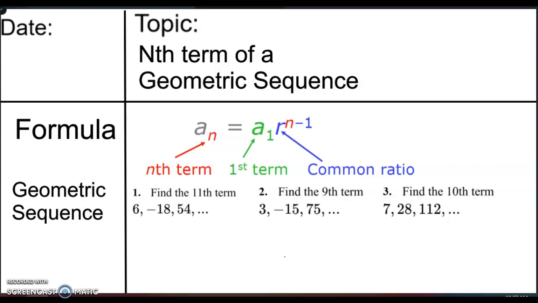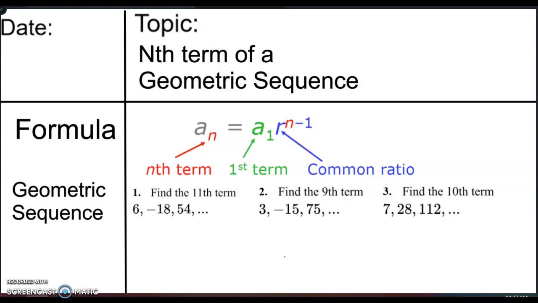Today we're looking at finding the nth term of a geometric sequence. We have a formula here: a sub n is equal to a sub 1 times r raised to the n minus 1. I'm going to use that formula to find a particular number in a sequence.